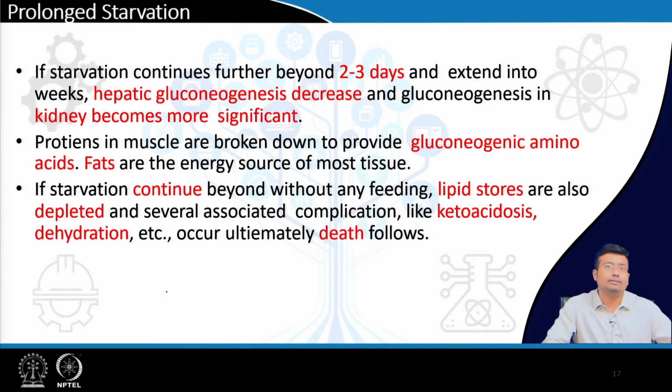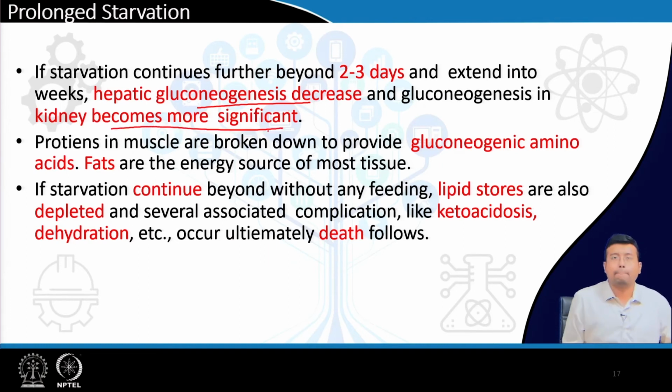Next, what happens? Even if there is starvation, after 2 to 3 days the hepatic gluconeogenesis starts to decrease and renal gluconeogenesis happens. Kidneys are also equipped to undergo gluconeogenesis. But by that point we need more and more substrates for gluconeogenesis, right. So who are the substrates for gluconeogenesis?